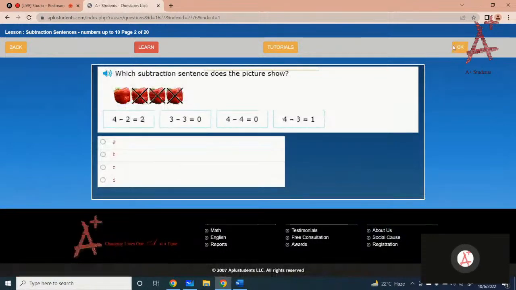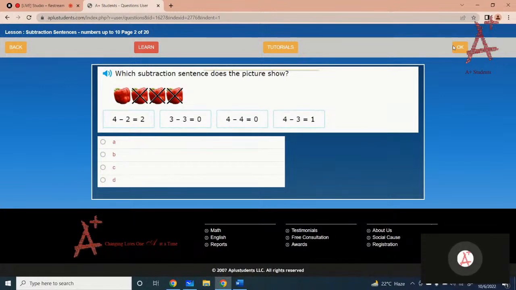So you can communicate with me by writing the answers in the chat box. You can see the live chat button right below your video. Got it? So please write the answers in the chat box. Okay.